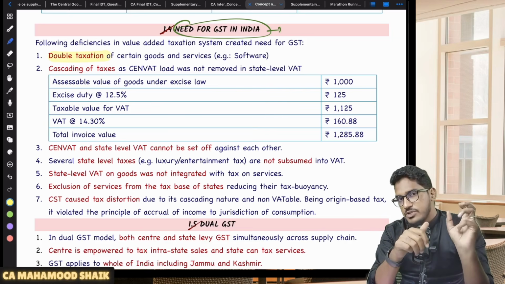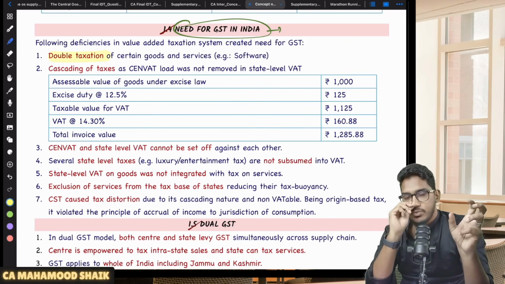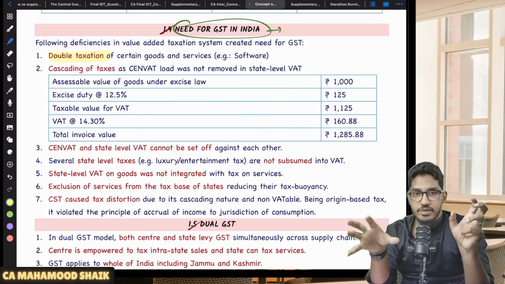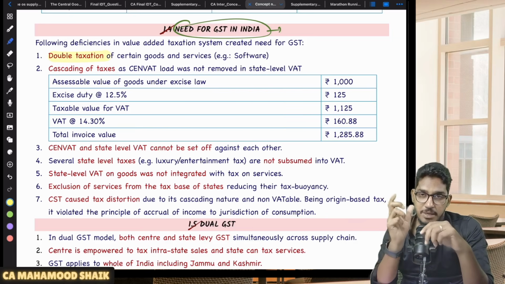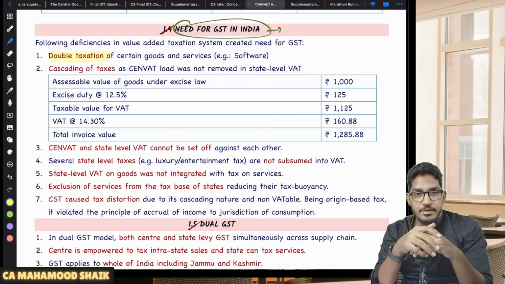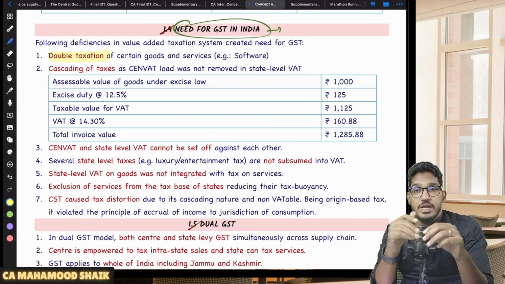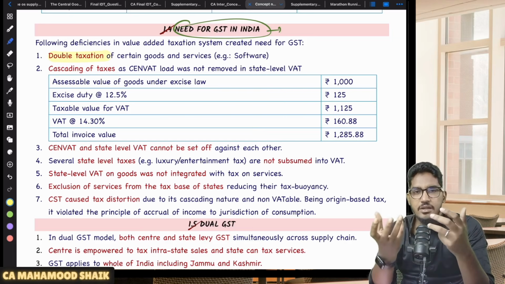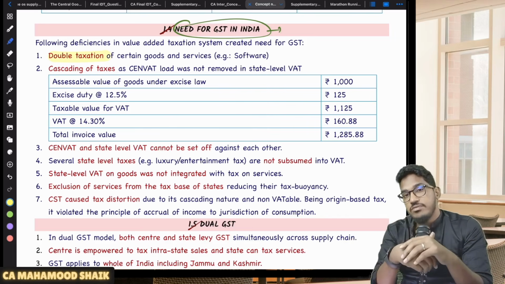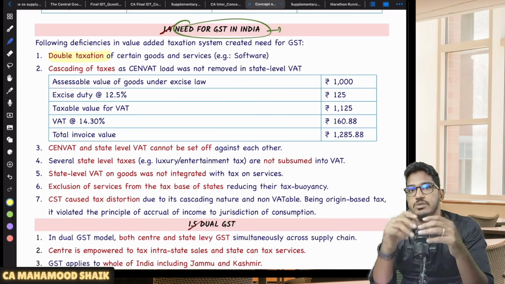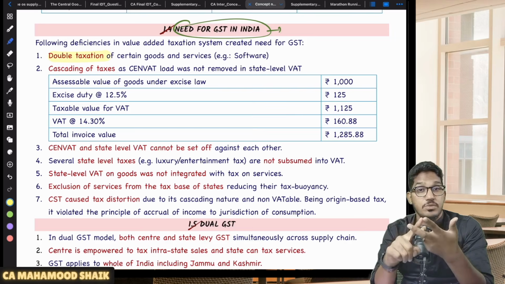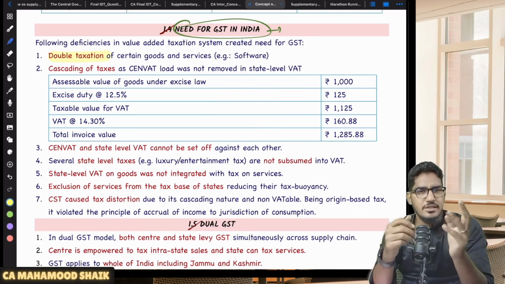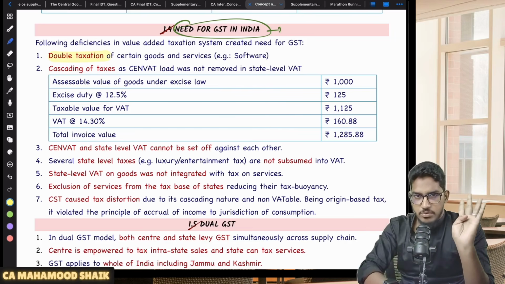State governments used to treat that as goods because you get a pen drive or a CD in which the software is loaded, and they used to impose VAT. The service tax department used to say, this CD or pen drive you are getting is just a carrier. Actually, the supply of software is happening, which is a service. They used to impose service tax. The product is one, but the taxes are two. They used to impose VAT also, and service tax also. Like that, there used to be double taxation, which is one of the major problems.